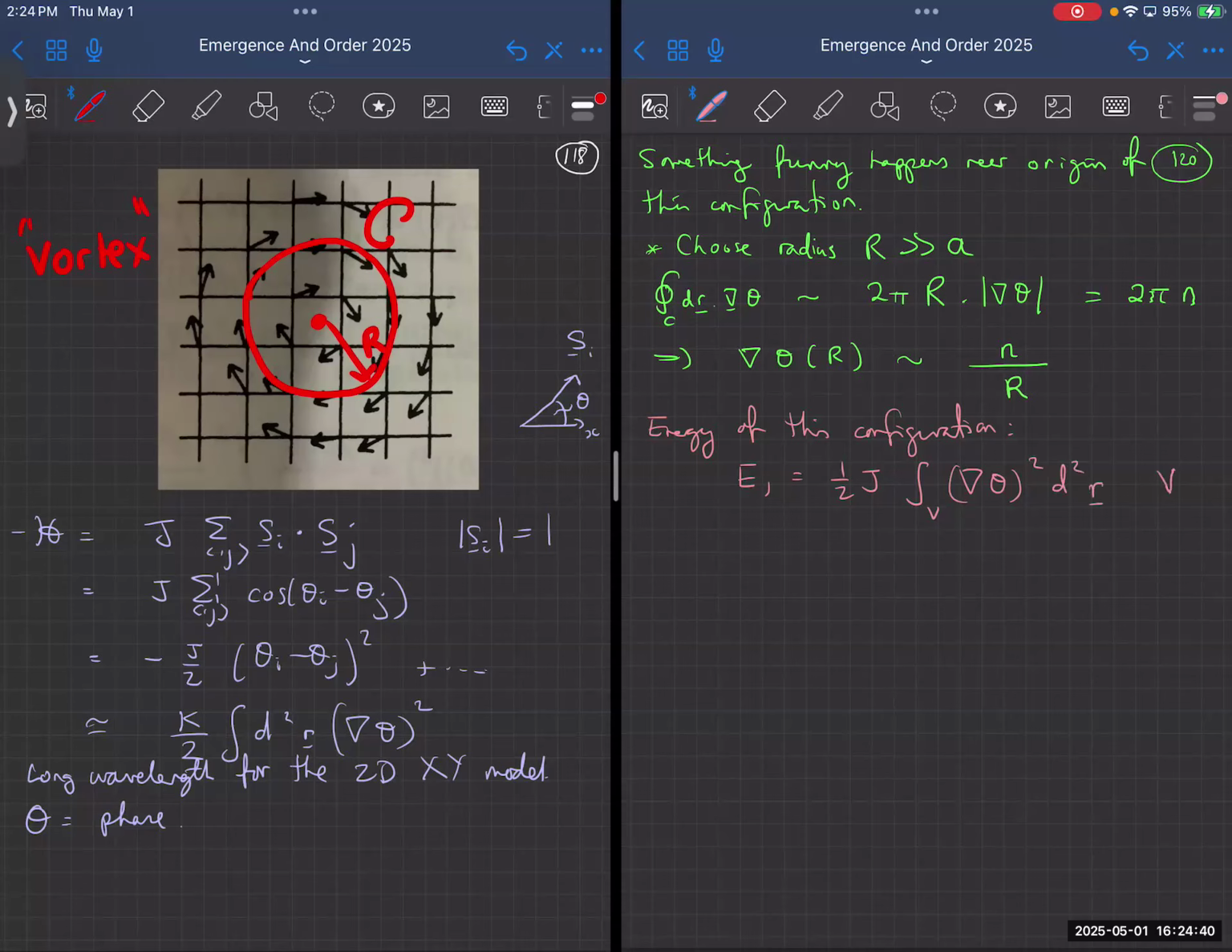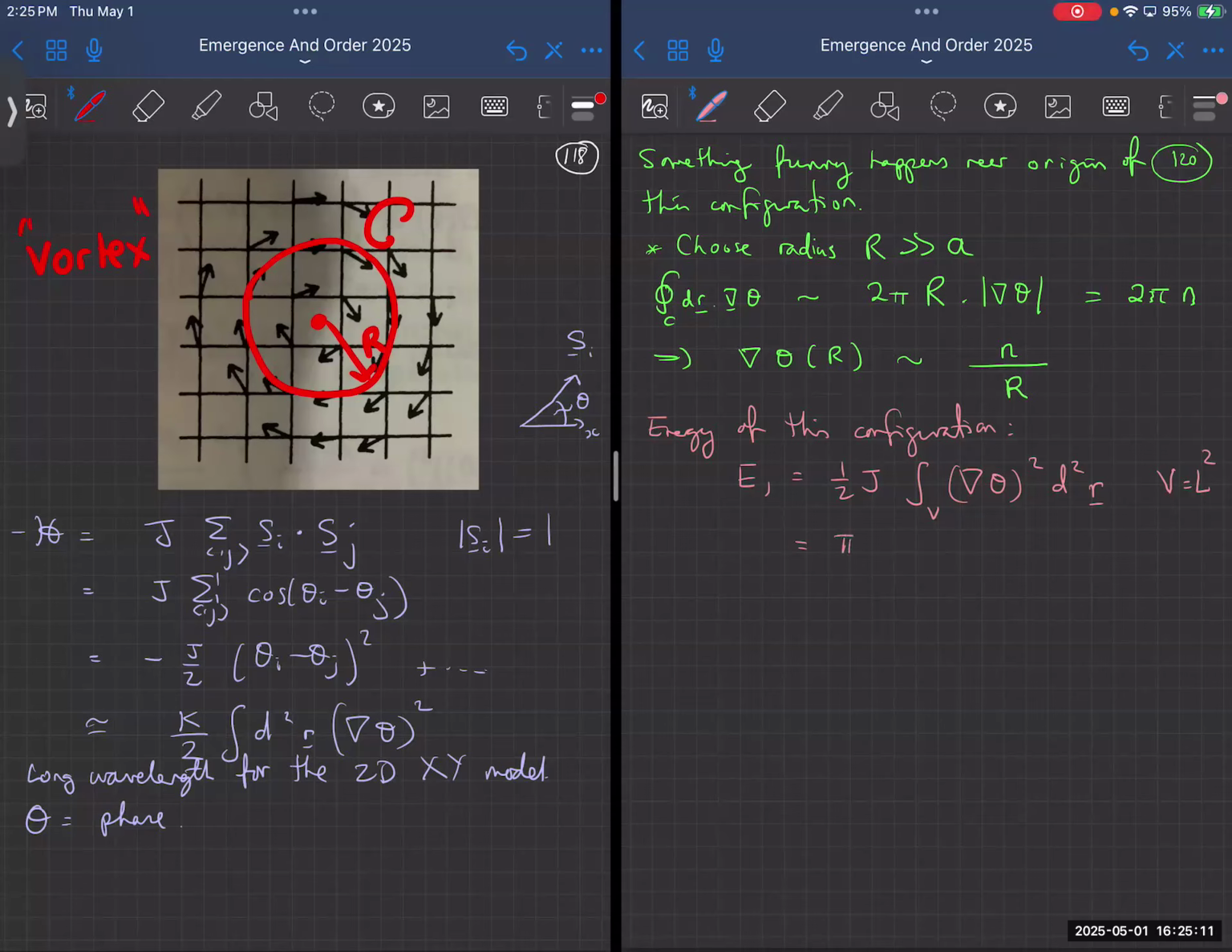d2r, and the volume here is some system size L, so it's L squared. Because grad theta goes like 1 over r, this integral is going to be logarithmically divergent. I've got 1 over r squared coming from the grad theta, and then my d2r gives me an r dr d theta. So I have an integral of 1 over r in the radial direction, and when I integrate that, I get a logarithmic divergence. So this is going to go like this.